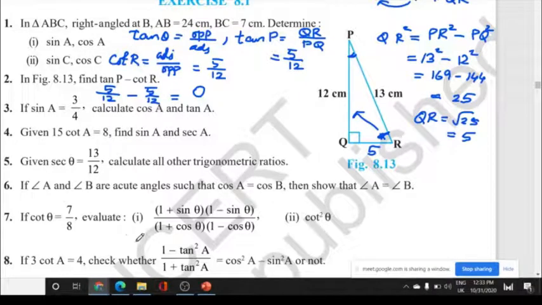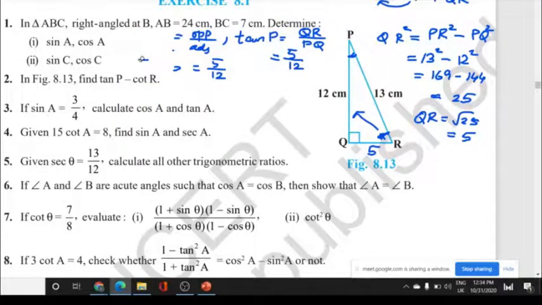Now look at the third question. The third question I'll finish, and the fourth and fifth you will be doing as homework, on your own. Third one I'll explain to you. What is the question? Sine A is equal to 3 by 4.